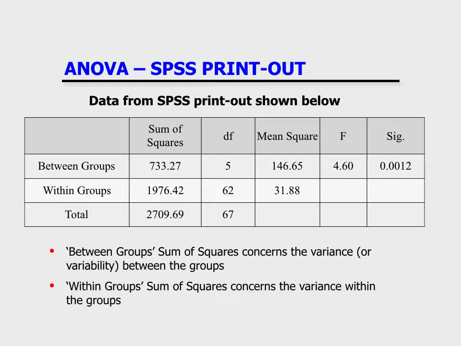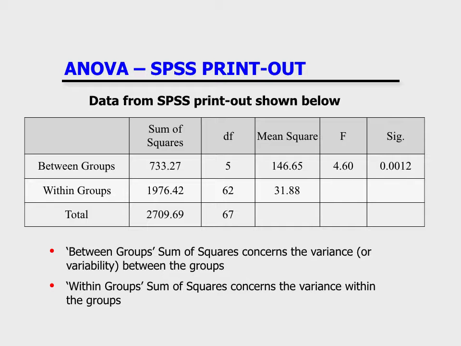And then how do we get our F statistic? Well, we take the between groups mean square here, and we divide it by the within groups mean square, and we're getting that from this data here. We divide this by this, and we get an F statistic of 4.60, which leads us to say that there's a statistically significant difference between these groups. There is not one, however, within the groups.